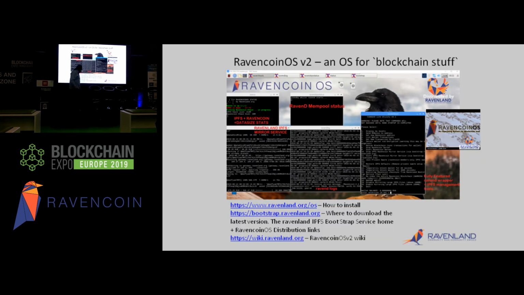We also created a little operating system. It's nothing spectacular, but it basically allows you to run RavenD out of the box and IPFS as well. I'm actually selling these at cost. There isn't any profit in it. They are 60 euros each.